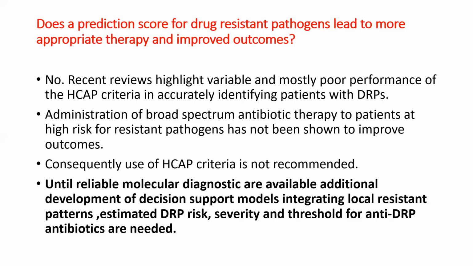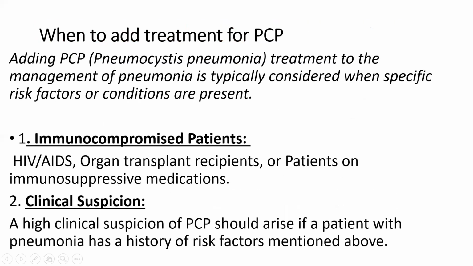So the guidelines are robust for CAP in our situation, on when to add treatment for PCP. For immunocompromised patients, especially HIV/AIDS patients, we said we can use the guidelines. The current guidelines are quite robust in HIV care. I think there's a lot of research at that level.